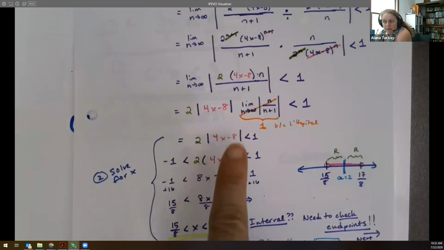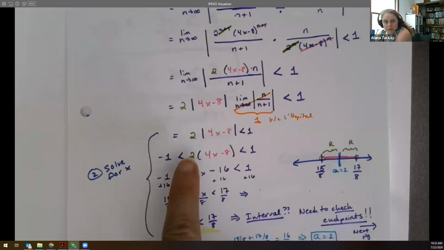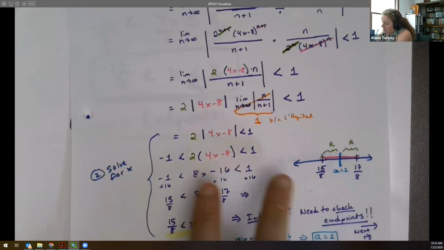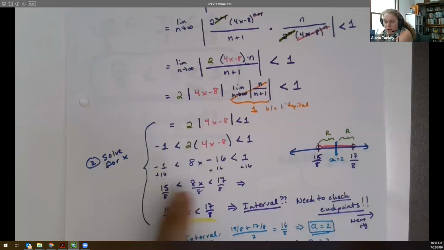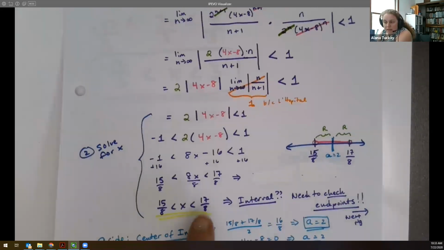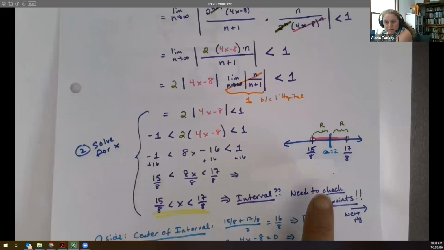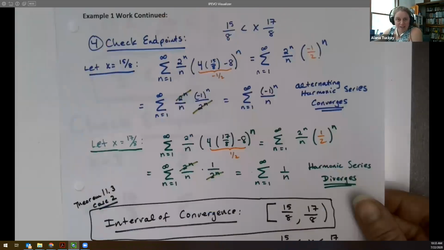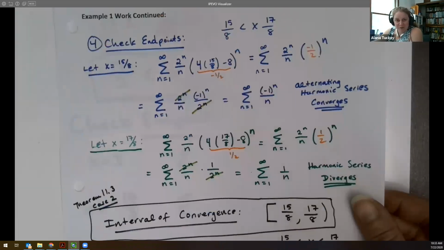Negative 1 is less than 2 times that, which is less than 1. The same idea, right? You add 16, and then you divide by 8, and you get these two numbers. Could that be the interval? You have to check your endpoints. You have to go put those points into the problem, right? That's why these problems take 2 pages. They take forever, some of them.